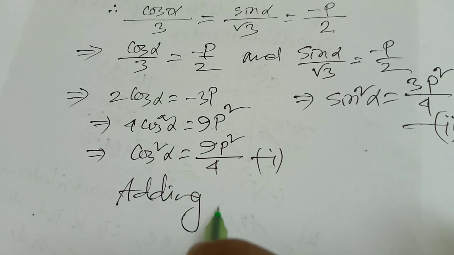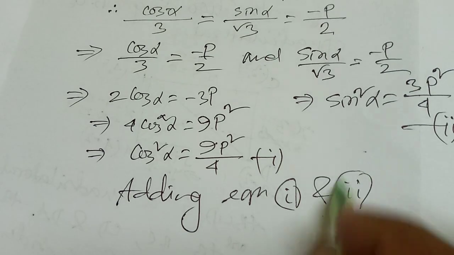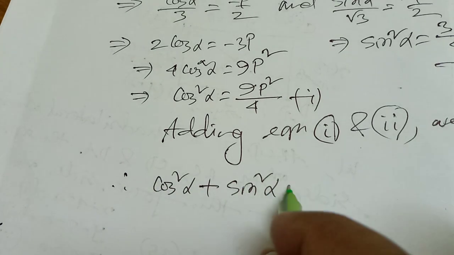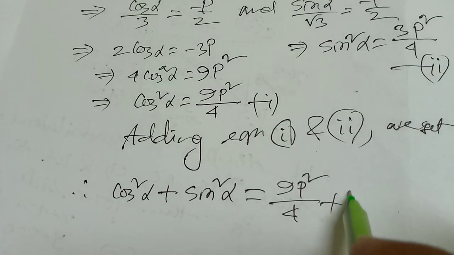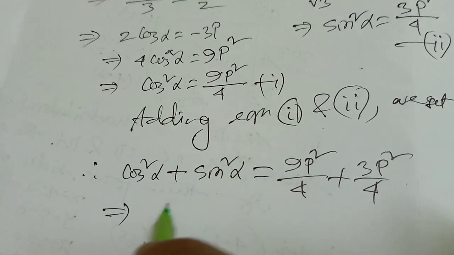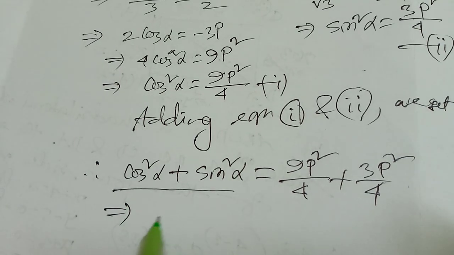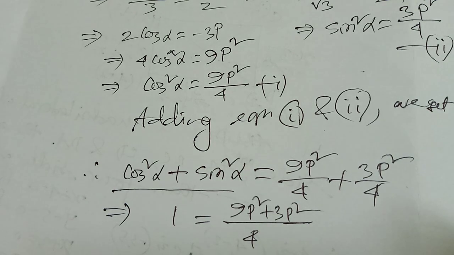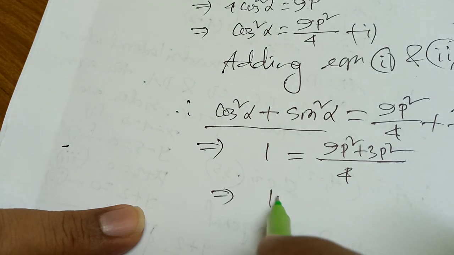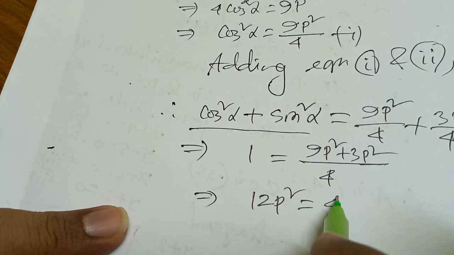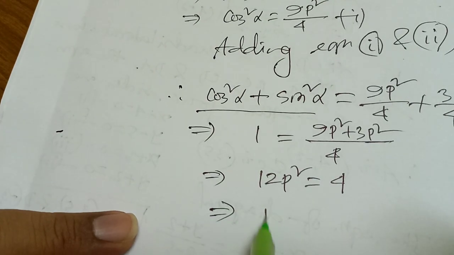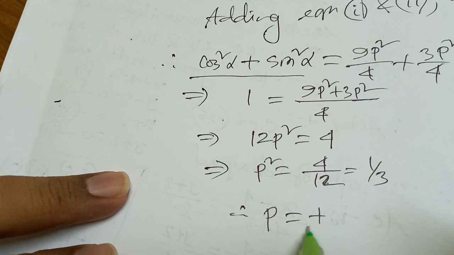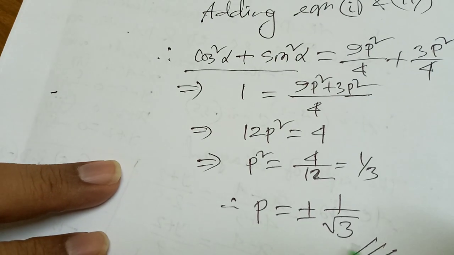Adding both equations, equation 1 and 2, we get cos square alpha plus sin square alpha equal to 9p square by 4 plus 3p square by 4. From trigonometry, you know sin square alpha plus cos square alpha equal to what? 1. And on the right side, make the LCM, 9p square plus 3p square, 12p square. Since we are going to find the value of p, p will be on the left side, p square equal to 4 by 12, after cancellation it will be 1 by 3, so p equal to plus minus 1 by root 3 is the solution of p.